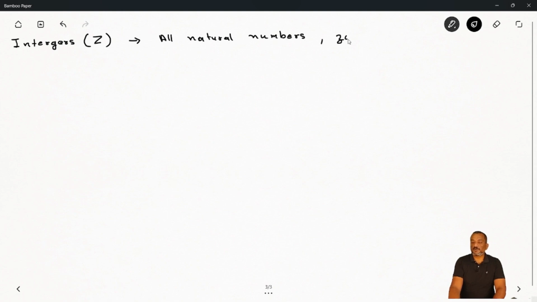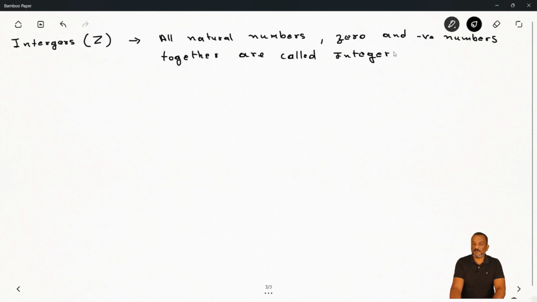0 and negative numbers together are called integers. ओके, सो जितने भी नंबर हैं, नेचुरल नंबर, 0 और नेगेटिव नंबर टुगेदर उसको इंटीजर बोलते हैं.